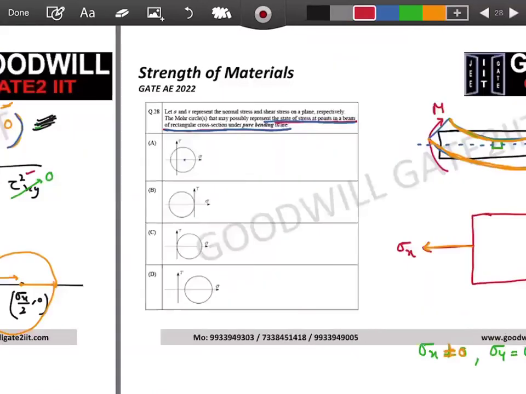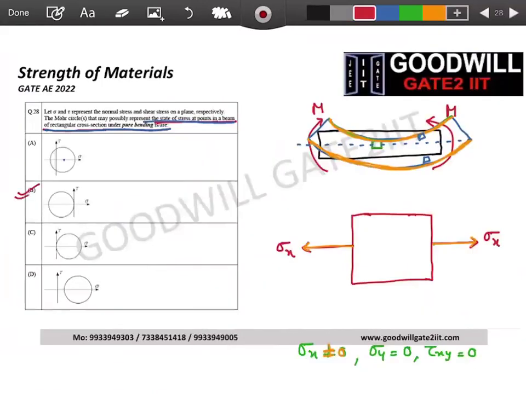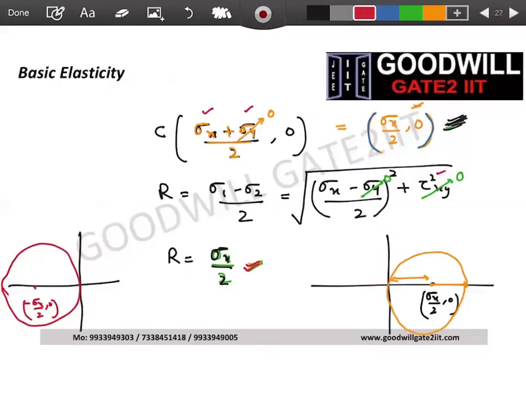So which of the options here makes sense? Option B and option C both make sense. You have to touch the y-axis like a tangent. So this option is wrong, this option is wrong, and we have B and C as options. Is this part clear? It looks simple, but it is not. We have already solved one numerical where the center is negative.